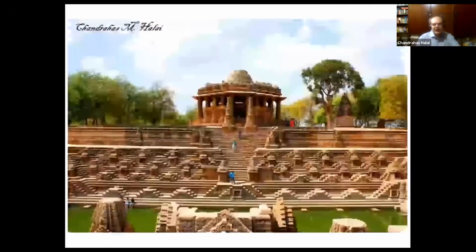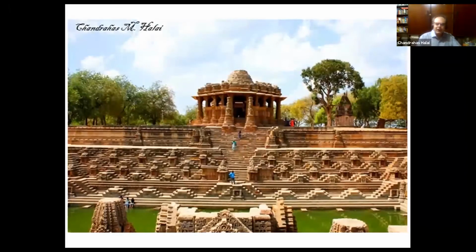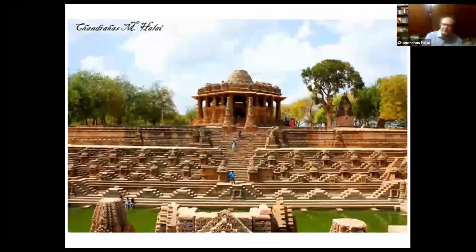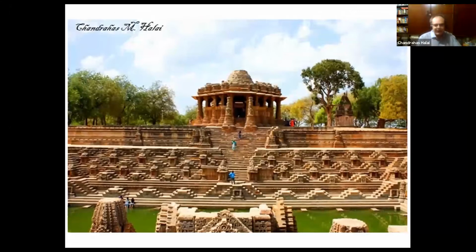Now we look at this temple. This is the Natya Sabha, the Sabha Mandap at Surya Mandir at Modhera, Gujarat. And you can see a pattern similar to Sierpinski's triangle, which is actually the staircase of the water tank.